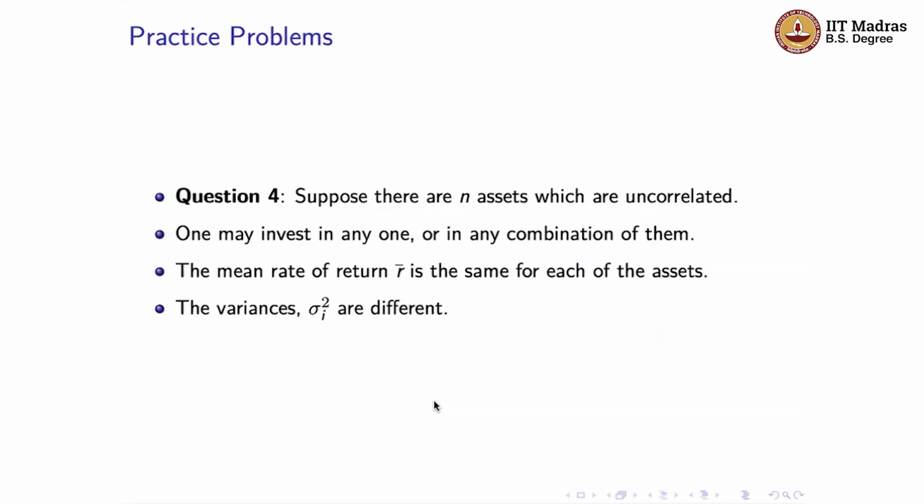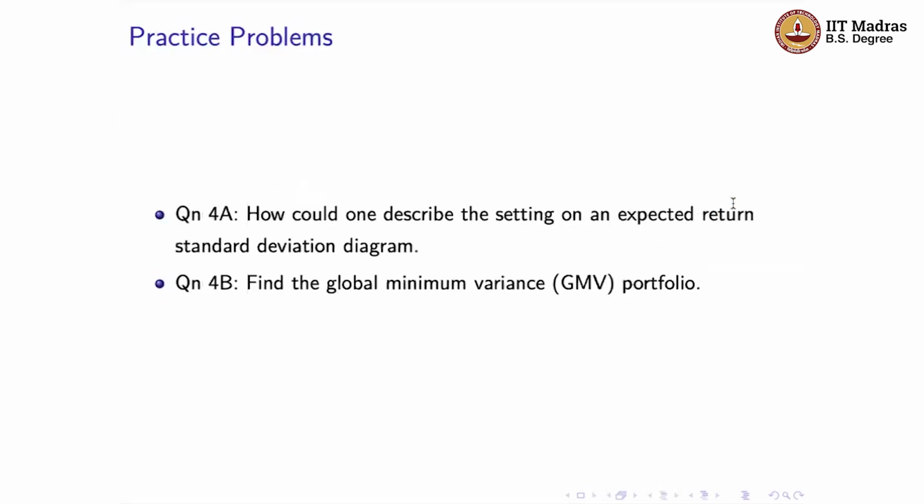So again, just to summarize, we are given information about the mean. Each of the assets has a mean rate of return of R bar. The variances of the rate of return are sigma square i, and we are also told that the assets are uncorrelated. So on the basis of this, we are asked to answer the following questions: how would we think about plotting this in the standard expected return standard deviation diagram that we have? And after that, we are also asked to calculate what's the global minimum variance portfolio.